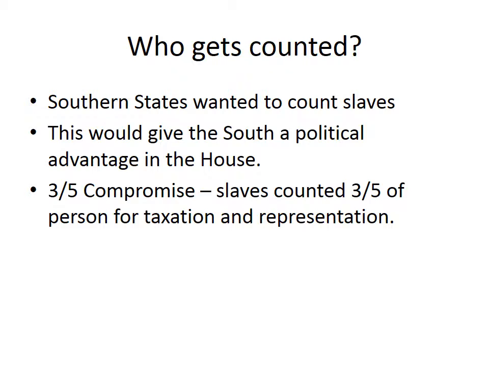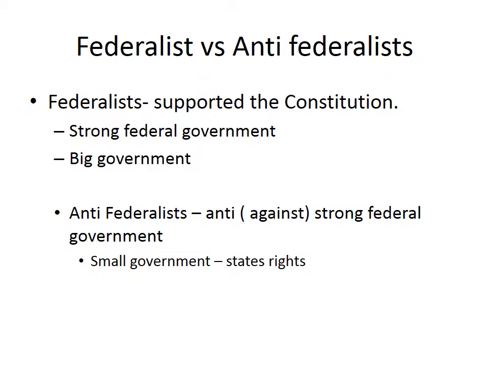The 3/5 compromise said that for every 5 slaves, you got 3 votes, or they counted as 3/5 of a person. So even though this is a terrible thing to say that, you know, a slave's not worth 1 vote, and they're not really legitimately people, it was better than nothing, and it definitely satisfied the South. Of course, it's just going to come back to haunt us when we head into the Civil War.